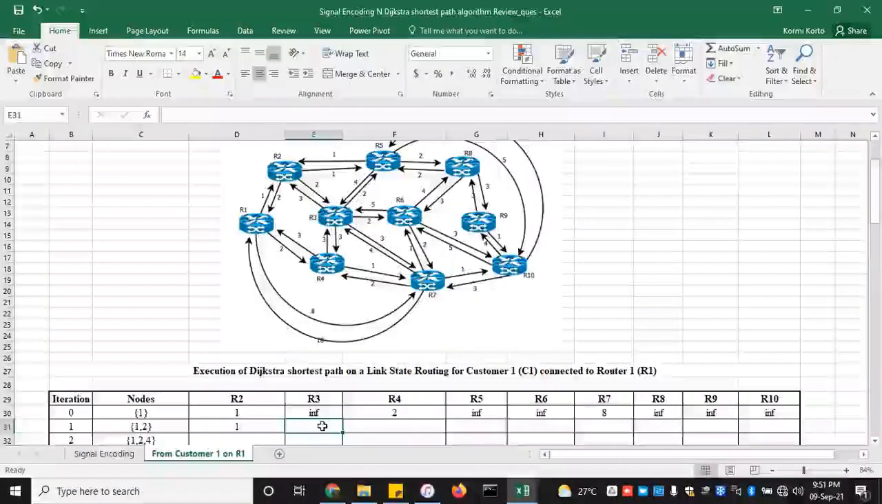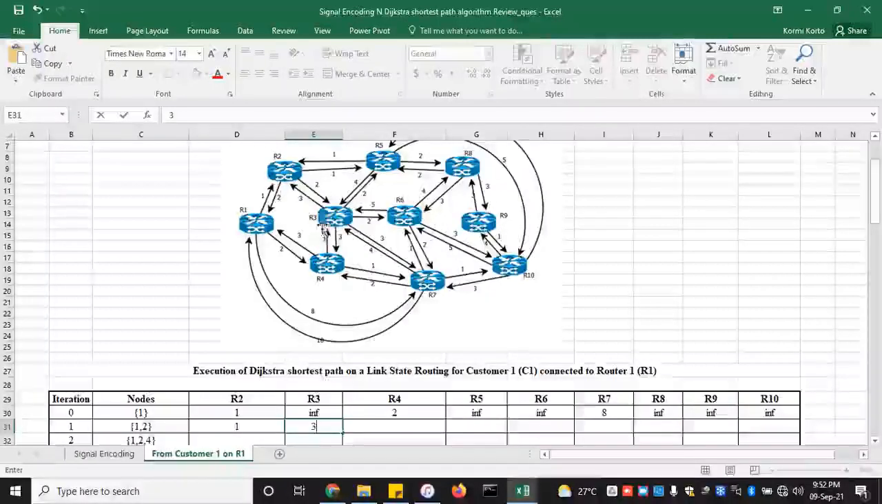It will actually be what? The least cost associated to that route, which in this case is what? Sorry, it's 1 plus 2, right? Because you have to go from 1 to 2 and 2 to 3. So there's 1 here and there's 2 here, that's 3. So the least cost will be 3 to send a message from customer 1 connected to router 1 to router 3.